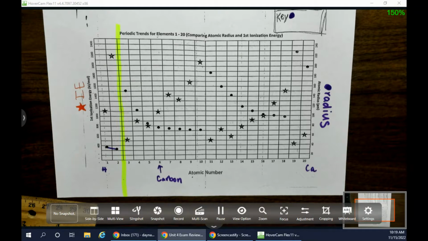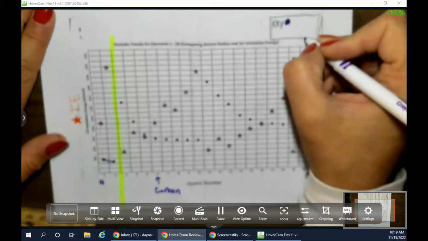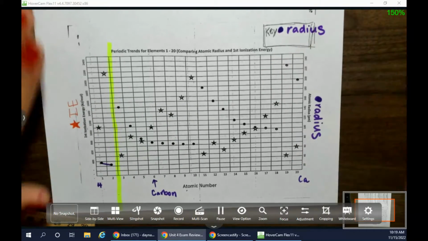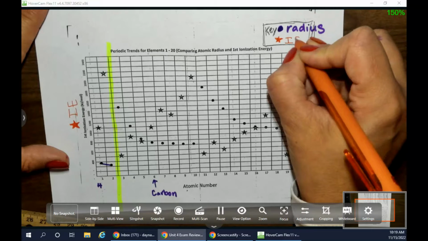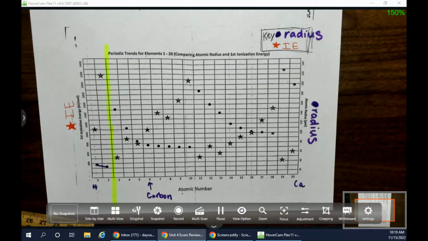But you're going to connect the dots with whichever colors you put into your key. So my dots are going to be radius, and they're going to be purple. And then my stars are going to be ionization energy, and I'm going to use orange. So go ahead and complete your graph, and then we'll talk about the questions. You're more than welcome to start the questions before us, okay? So take 4 minutes, put your graph together.